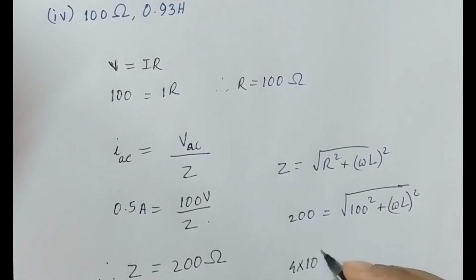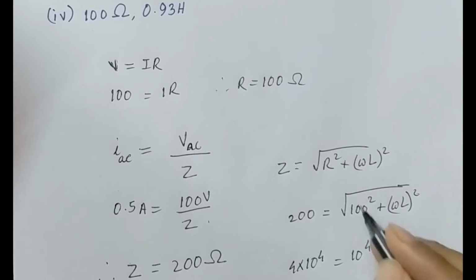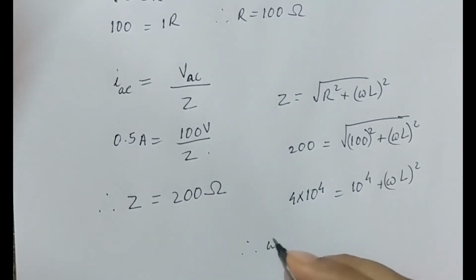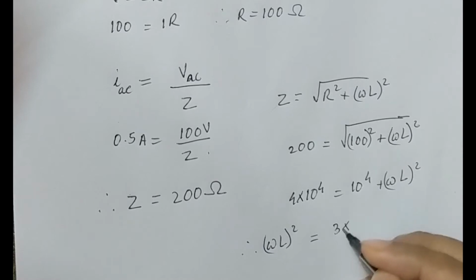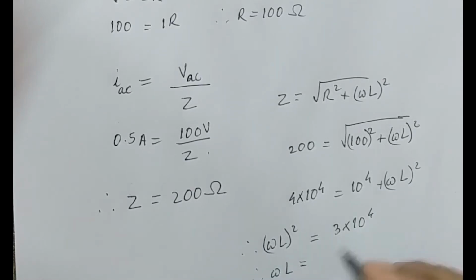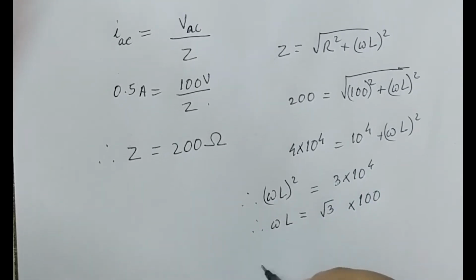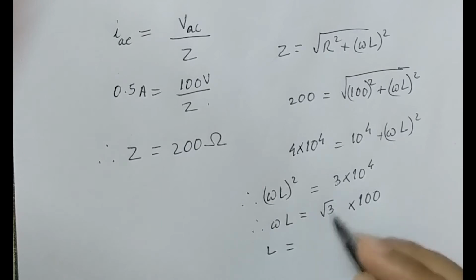So we have 4 into 10 to the power 4, squaring both sides, is equal to 10 to the power 4, that is 100 square, plus omega L whole square. Therefore omega L whole square is equal to 3 into 10 to the power 4. Omega L is equal to root 3 into 100. L is equal to root 3 by omega.